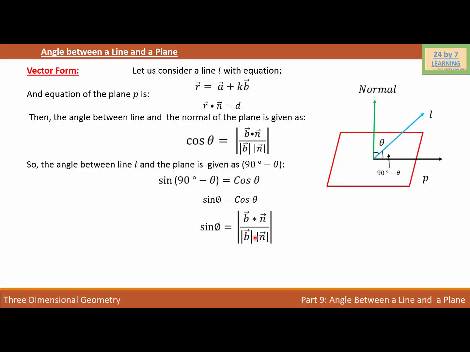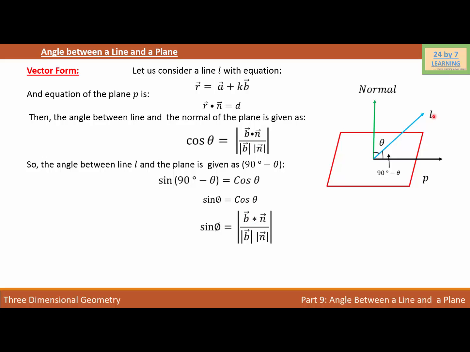The only difference is that I'm using a dot over here, but I used a star over here. Basically it's the same thing. I just wanted to differentiate this angle from that one, cosine theta and sine phi. It's just the dot product of two vectors.